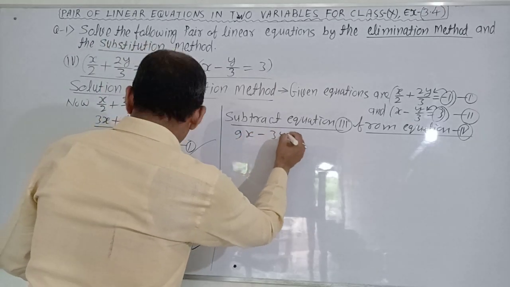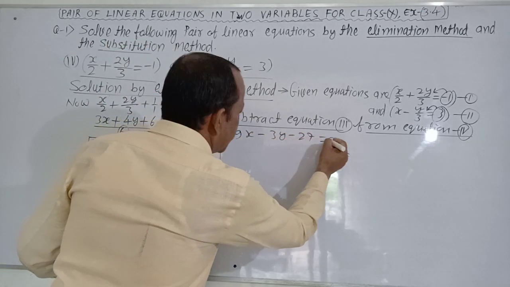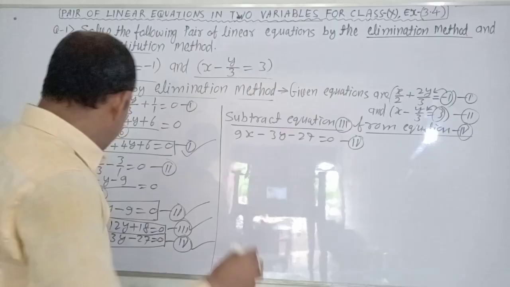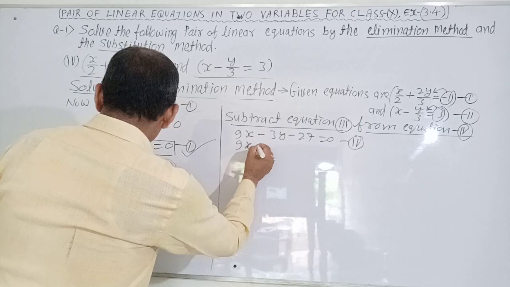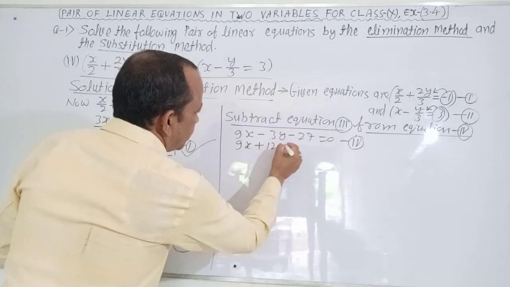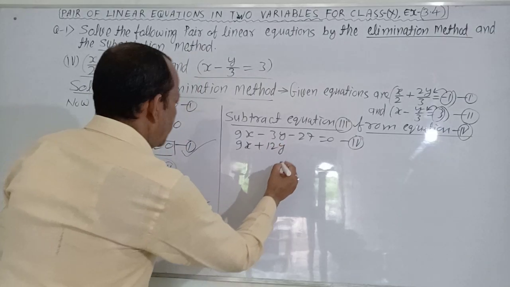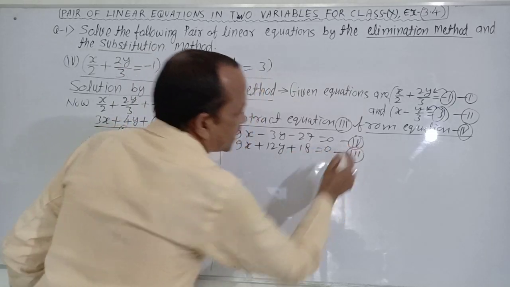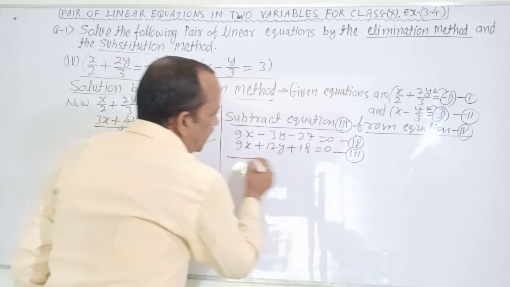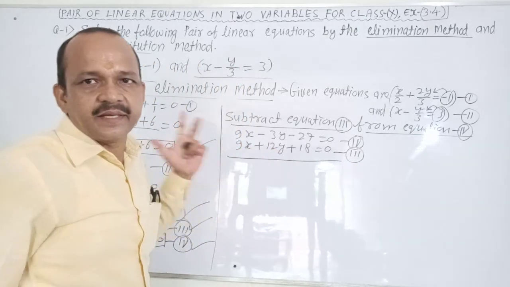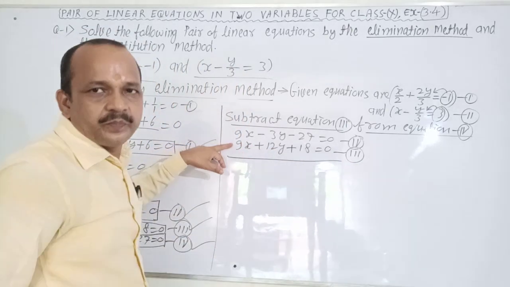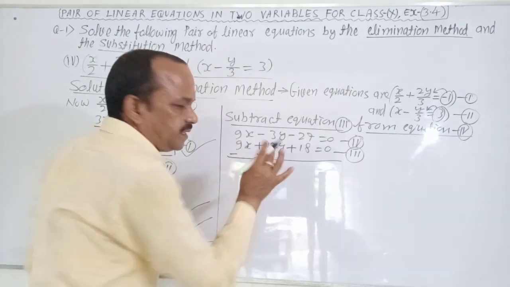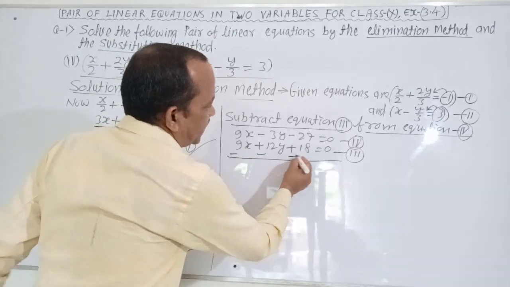9x minus 3y minus 27 equal to 0. It is equation 4. Equation 3 is 9x plus 12y plus 18 equal to 0. It is equation 3. You draw a line and change its sign. Clear? Here plus sign, so you write here minus. Here plus, so you write minus. Here plus, so you write minus.